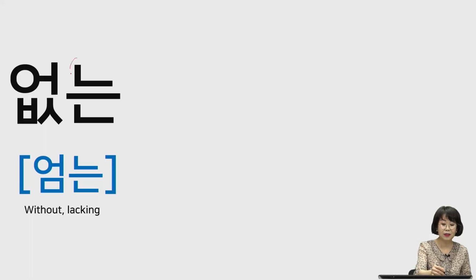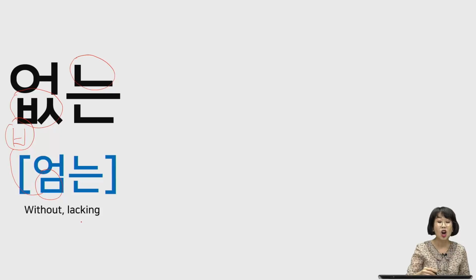Under the influence of 느 sound, the double consonant in the last consonant position, 부 and 스, in this case, the representative sound is 부, a plosive. Plosive 부 becomes 무 sound. 없는, 없는, 없는.